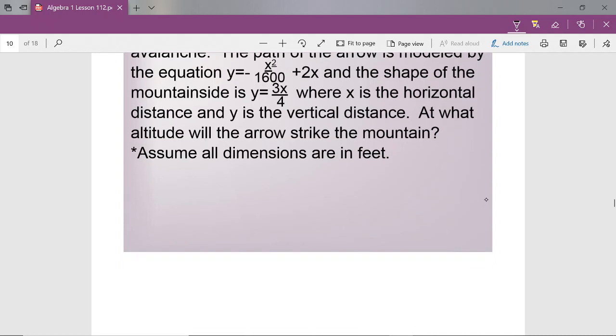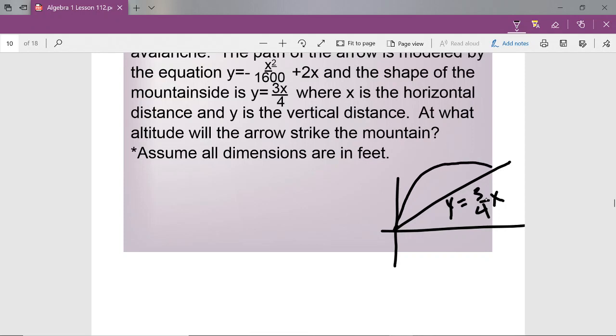What this is looking like is we have this mountainside that is shown by y equals 3/4 x. And then we have this arrow also starting, what we're saying is at 0, 0. So this mountain starts at 0, 0, and this arrow starts at 0, 0, but it has a quadratic path.